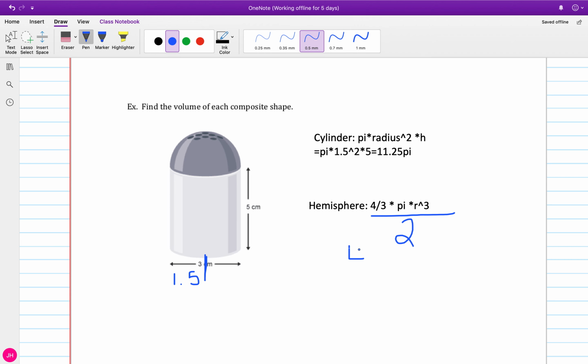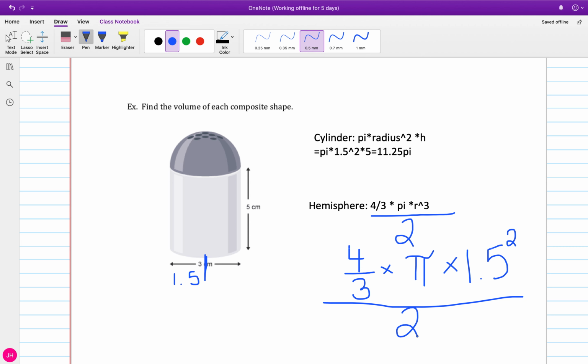So this work would look like 4/3. I'm going to multiply that by pi. Then I'm going to multiply that by my radius, which is 1.5, and cube that. I'm going to divide the whole thing by 2. Now, there are lots of different ways to deal with this dividing by 2. Some people like to go ahead and do 4/3 divided by 2, which is going to give you 4/6. Keep it as 4/6, or reduce that down to 2/3.